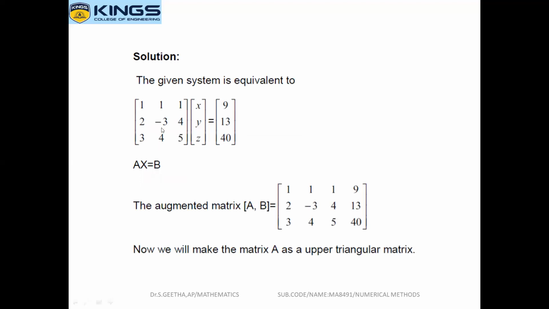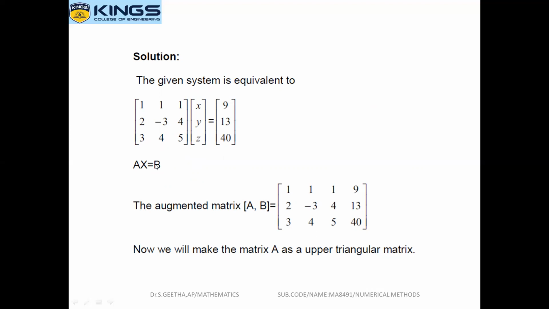The given system can be written as AX equal to B. Here A is the coefficient matrix and capital X is the column matrix x, y, z, the unknowns to be found. Capital B is 9, 13, 40. The augmented matrix [A, B] is equal to 1, 1, 1, 9; 2, minus 3, 4, 13; 3, 4, 5, 40.